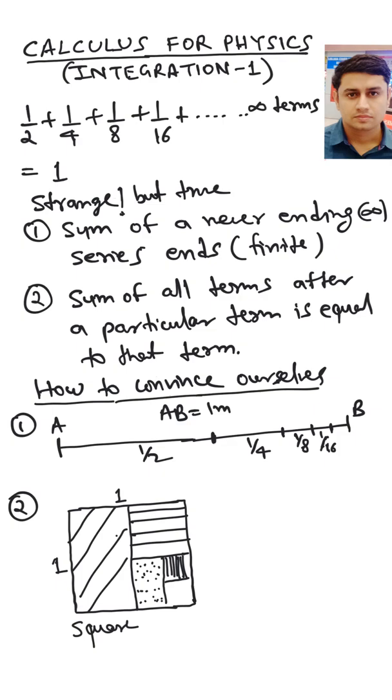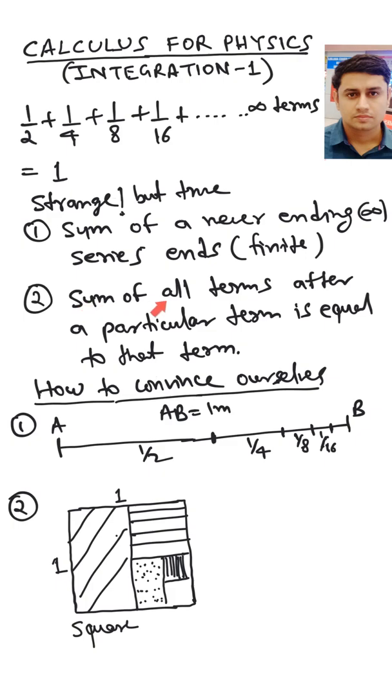Now first, suppose we have an equation given here: 1 by 2 plus 1 by 4 plus 1 by 8 plus 1 by 16 plus up to infinite terms is 1. It looks strange, but it's true. What is the strangeness? The sum of a never ending series ends somewhere. That means the sum of a series which has infinite terms, which never ends, is finite.